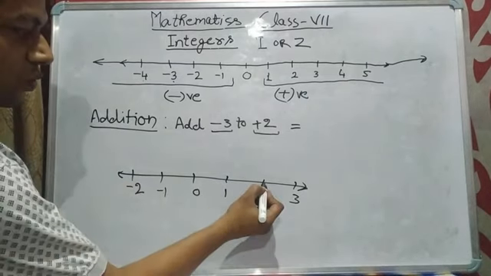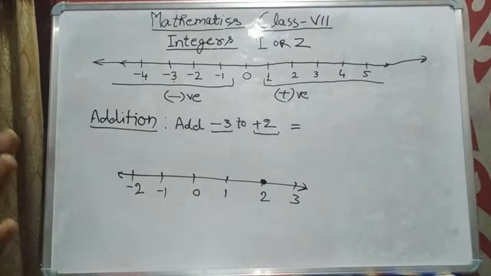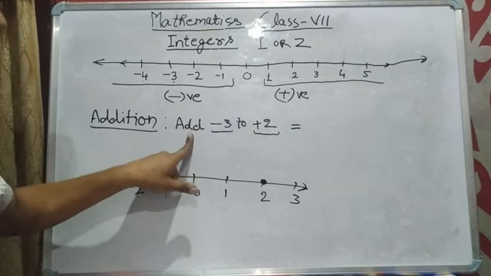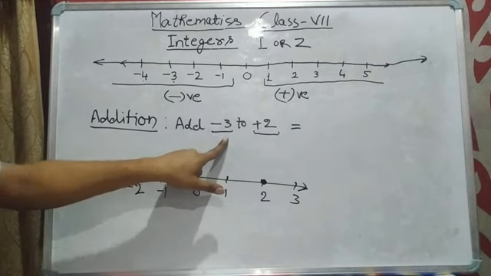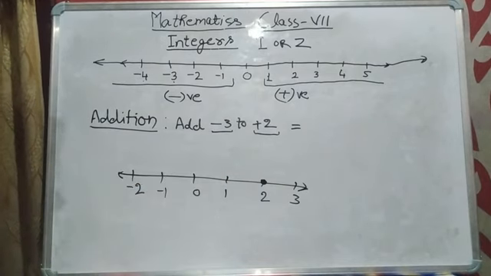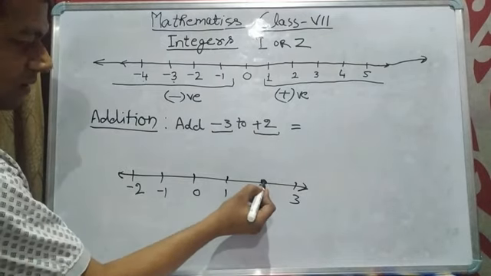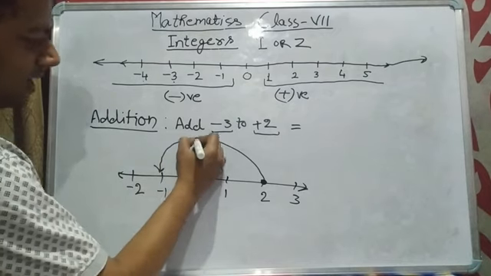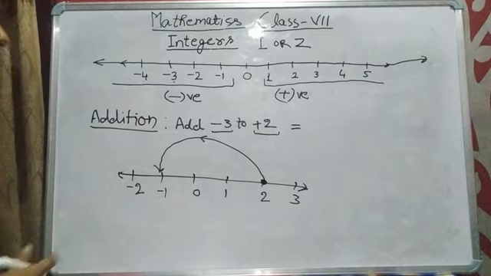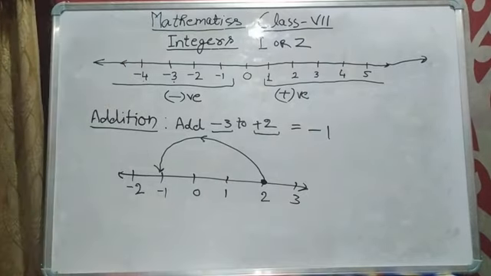So starting with 2, we are to add. Now see the students, it should be clear here. Adding means we should go right side, but the sign is negative. It is the minus 3 sign. So we will not go right side, we will come back left side. 1, 2, 3, 3 steps. The arrow should be like this. And the result is, as you can see, minus 1.